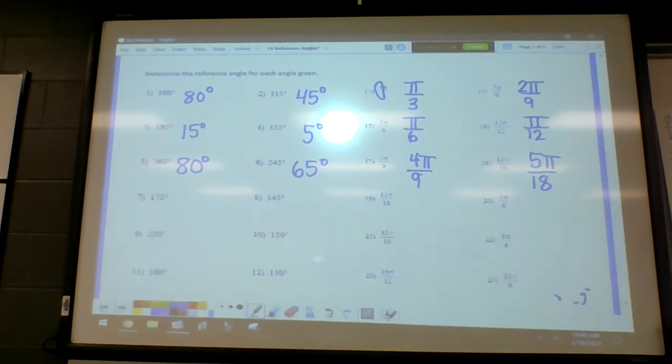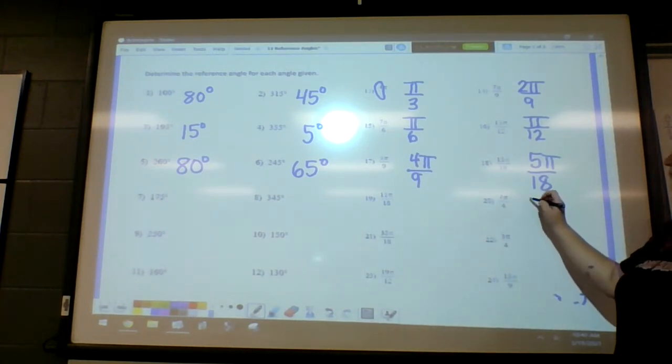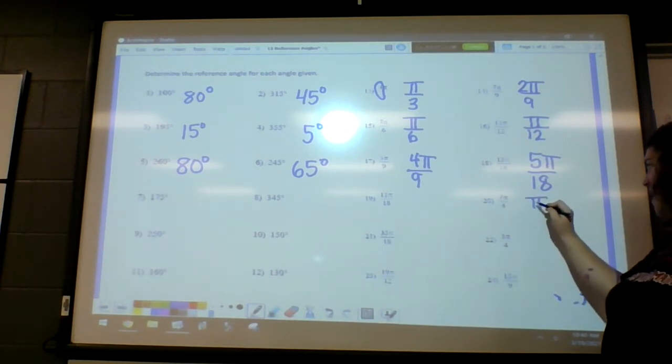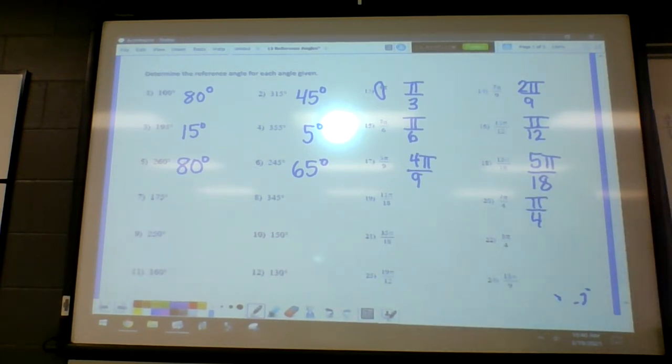And so this 7 pi over 4 is in Q4 down here. And we're trying to get the rest of the way. So what do we have to add to get to 2 pi in this case? You're trying to get it to 8 over 4. So you need to add pi over 4.